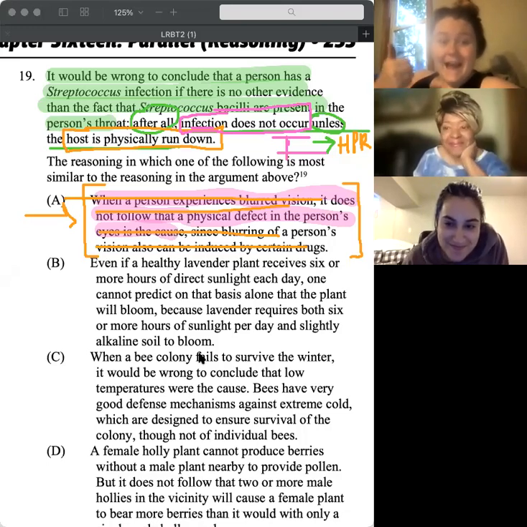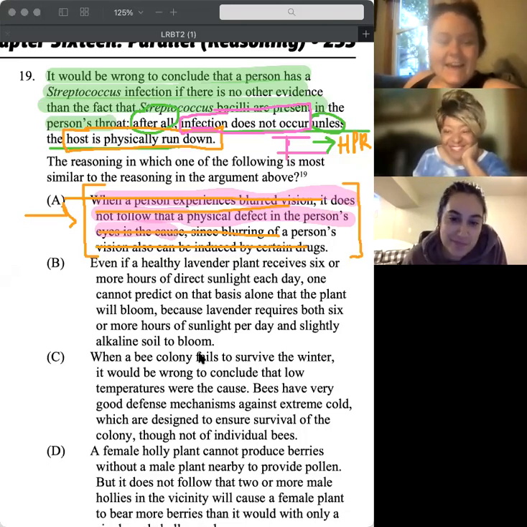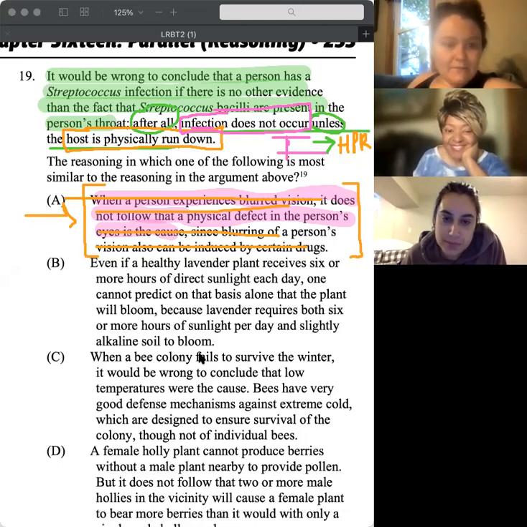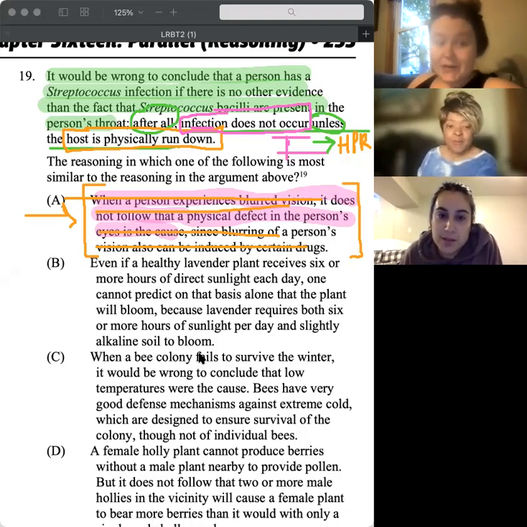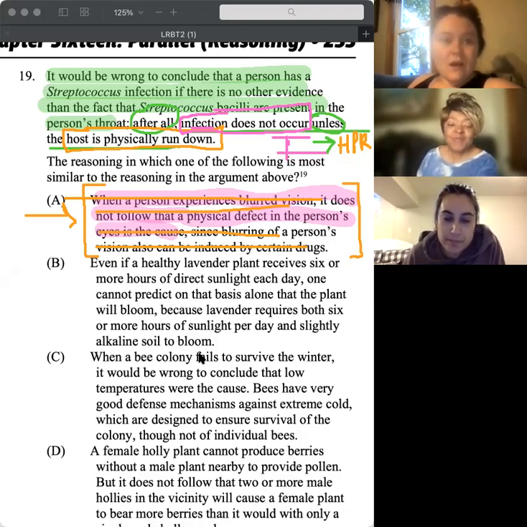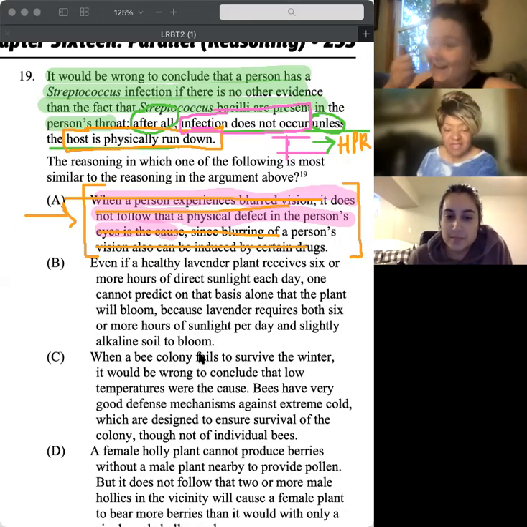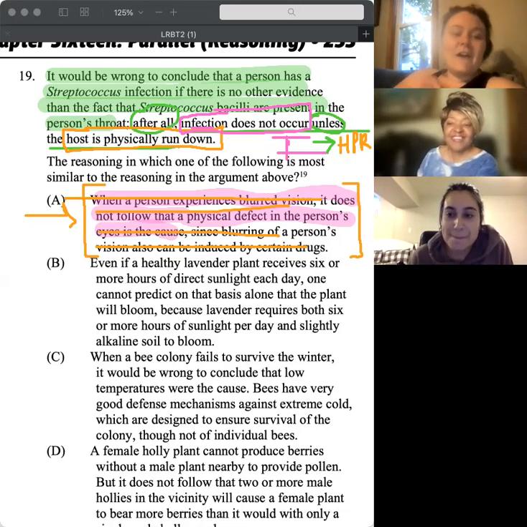Yeah, we like B. I like it too because we're saying, hey, even if a plant receives 6 or more hours of sunlight, I feel like that matches up nicely to the fact that strep bacteria is present. One cannot predict on that basis alone. I like that compared to no, if there is no other evidence. And I like how we have a necessary, like, hey, it requires this and this other thing. Awesome. All right, let's leave that one open and move on to C.